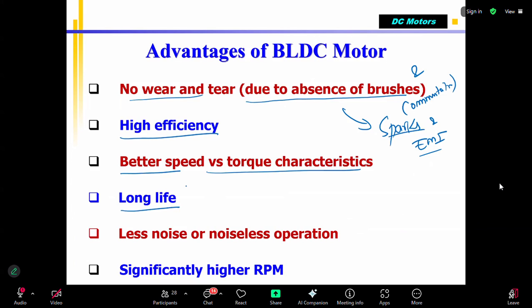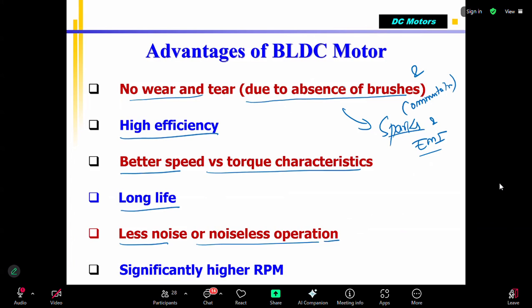Longer life because of no wear and tear, less maintenance, so long life. Less noise and noiseless operation. Generally, there's very little noise. Many times, a small motor means noise. See, brushes not only make vibration, they make mechanical contact and mechanical noise. That is avoided because there are no commutator brushes.